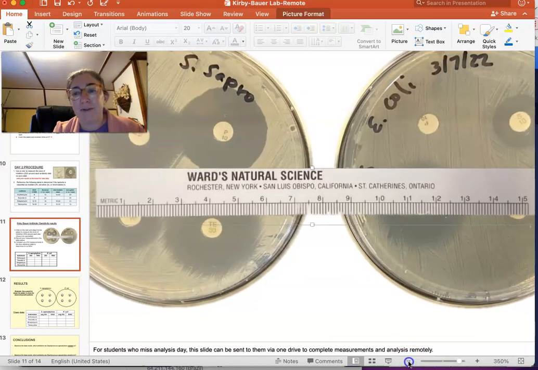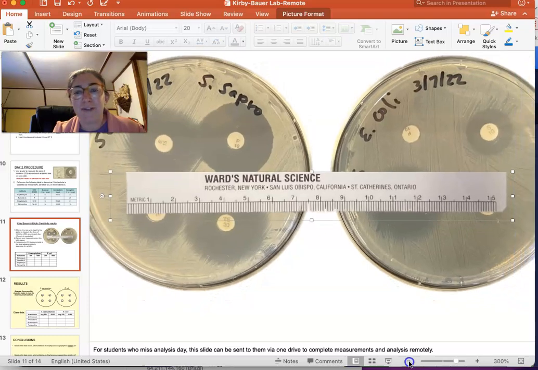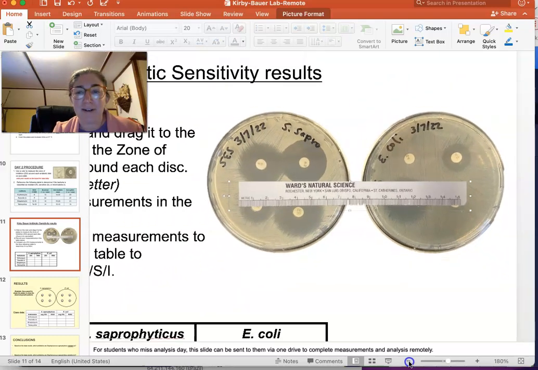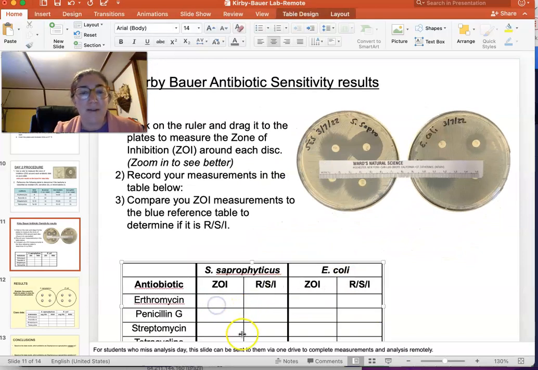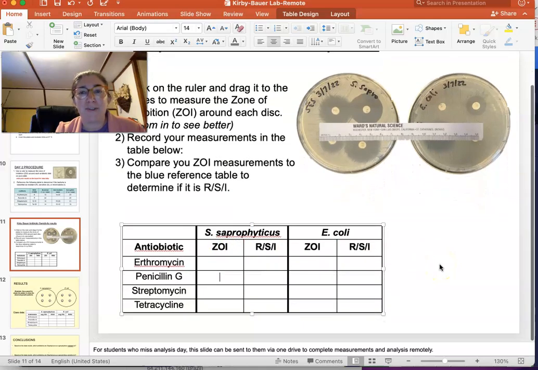And you will record that, maybe initially record it on a sheet of paper, and then you can transfer it to this table here. So make sure that you are recording your measurements under the correct plate. So Staph saprophyticus is on the left. And so the zone of inhibition, that is what you are measuring, and you're going to put here, and then E. coli's zone of inhibition you will put here.